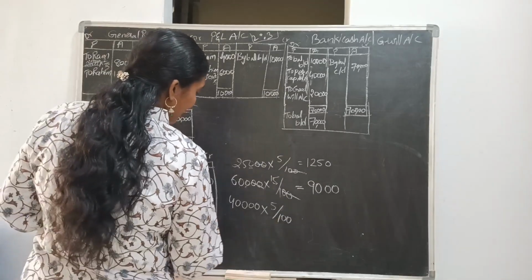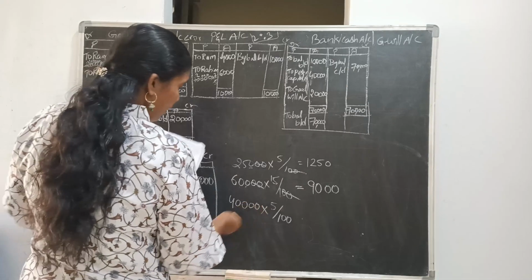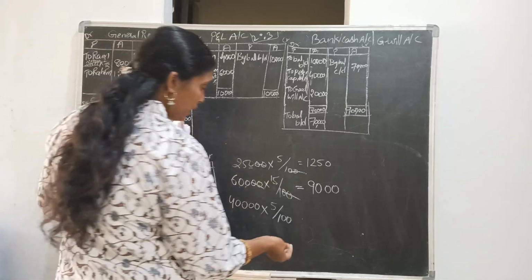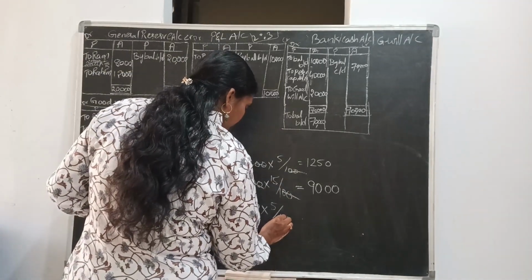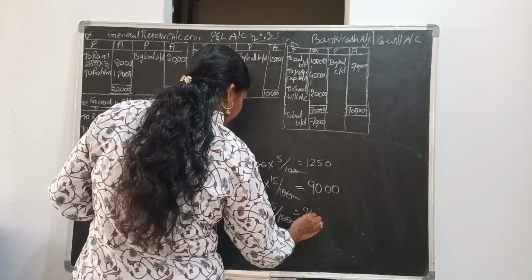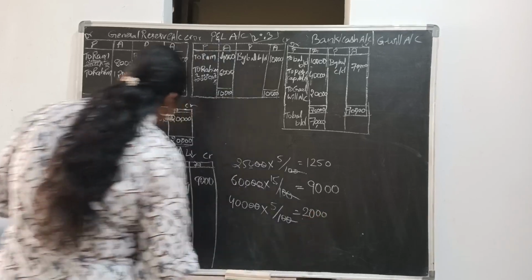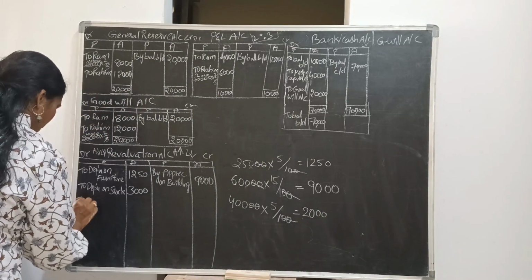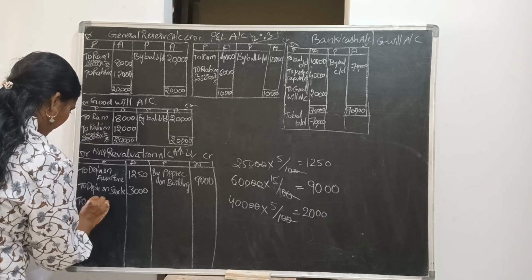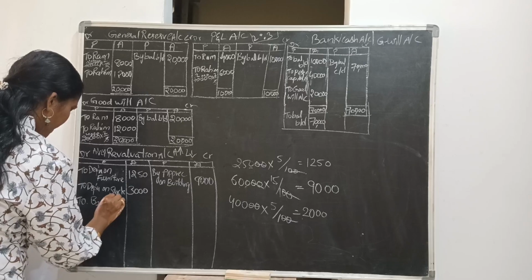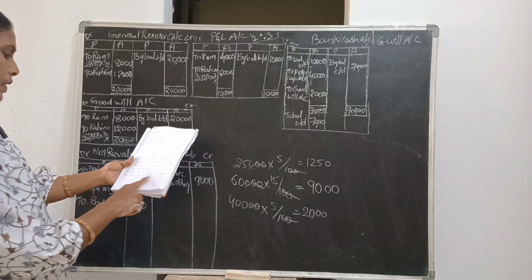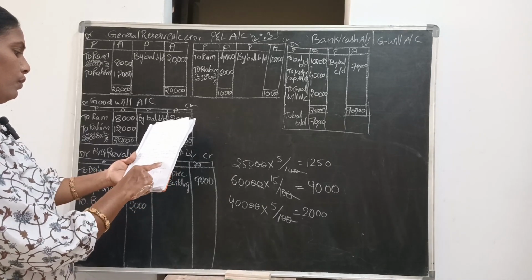5%. So debtors are receivables. On 40,000, 5% is doubtful. Bad debts means whether we are going to receive it or not. So 0 0 cancel. 4 5s are 20. 2,000. Bad debts. Bad debts is 2,000.